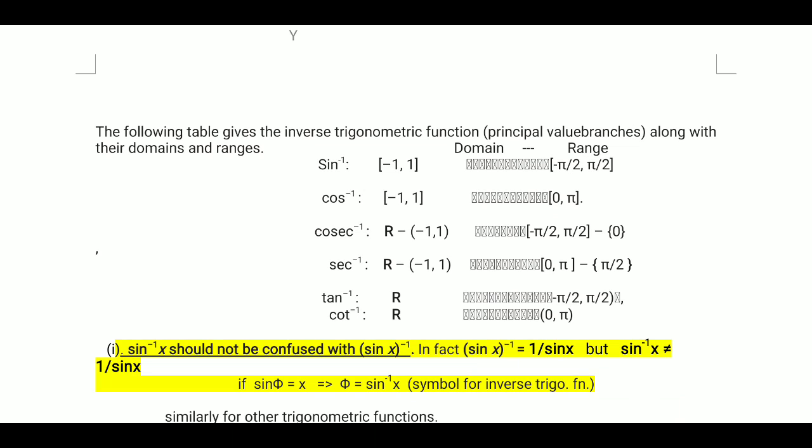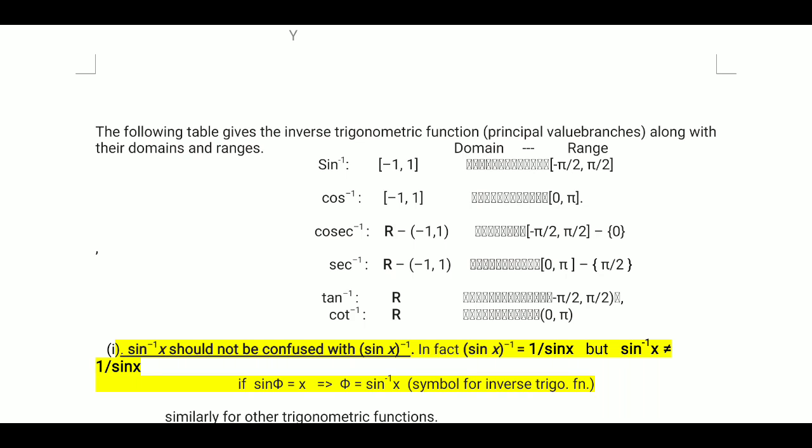Sine inverse function, domain is closed interval -1 to 1. Range is closed interval -π/2 to π/2. Cos inverse function, the domain is -1 to 1 and range is closed interval 0 to pi. Cosec inverse function, domain is R minus the open interval -1 to 1, to closed interval -π/2 to π/2 minus the set containing 0.